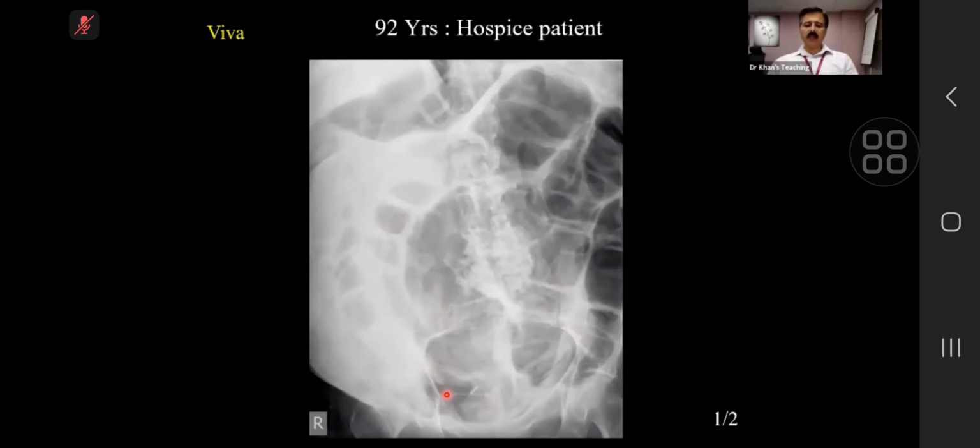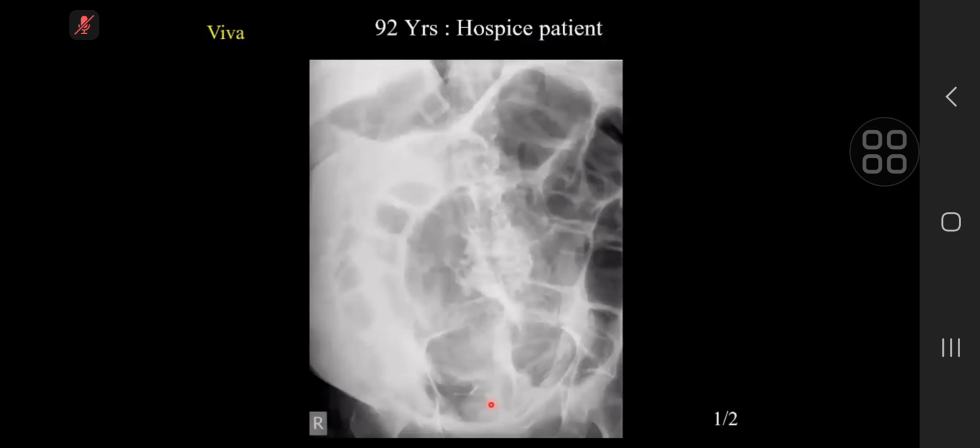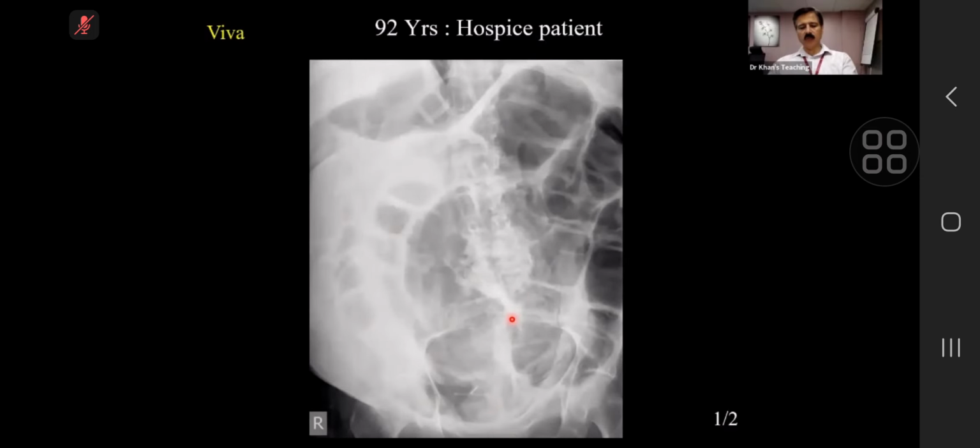Okay, your main reason to call it a sigmoid volvulus was that you thought, let me point out, haustra. If you are worried about this loop, there are haustra. If you are worried about this loop, again, there are haustra. And in a sigmoid volvulus, what will happen? This will be a U like this with two loops. The inverted U is not there. Anything else? It could be an ileus. What will you do next?